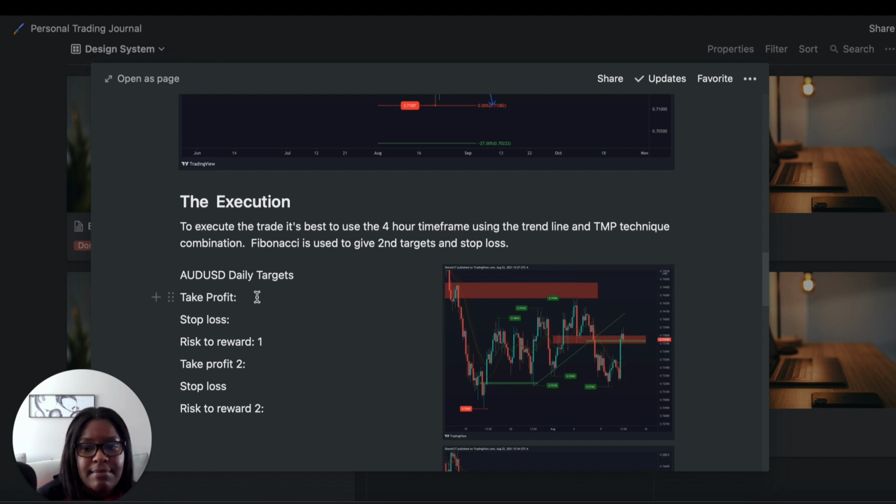I'm going to name my take profit, my stop loss, my risk to reward, my take profit 2, stop loss 2, and risk to reward 2, just in case I do enter another position, as I stated in the video, when I do enter 2 positions, how that looks and what that looks like.